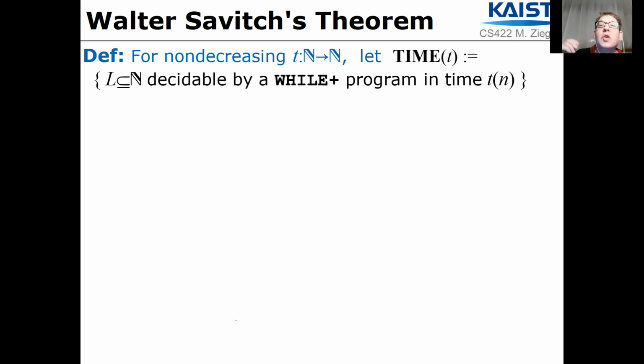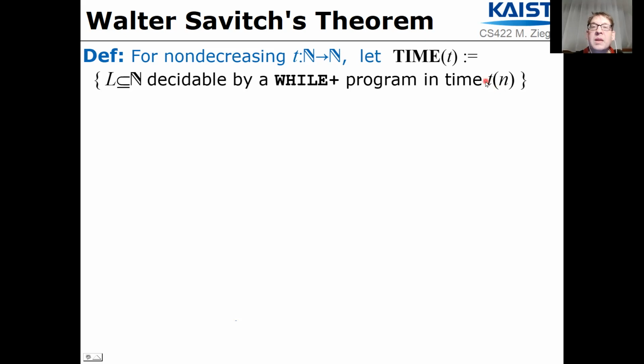Now we want to look more closely and look at time t computation, where t is a general non-decreasing function from natural numbers to natural numbers. You see that function. We say that a decision problem is decidable in time t of n if there exists a while program which decides it using at most t of n steps for every input of binary length n.